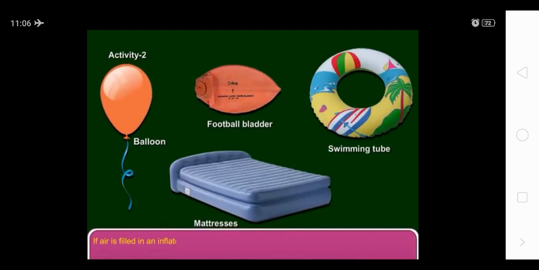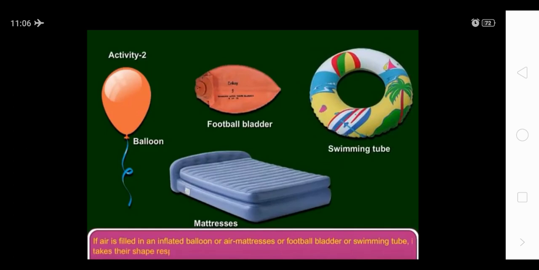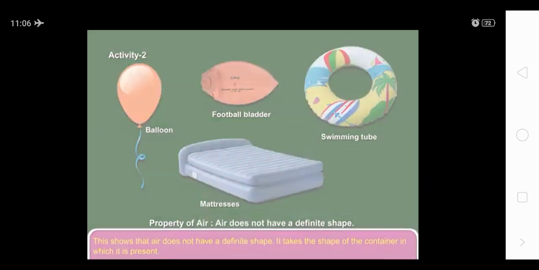If air is filled in an inflated balloon, air mattresses, football bladder or swimming tube, it takes their shape respectively. This shows that air does not have a definite shape. It takes the shape of the container in which it is present.